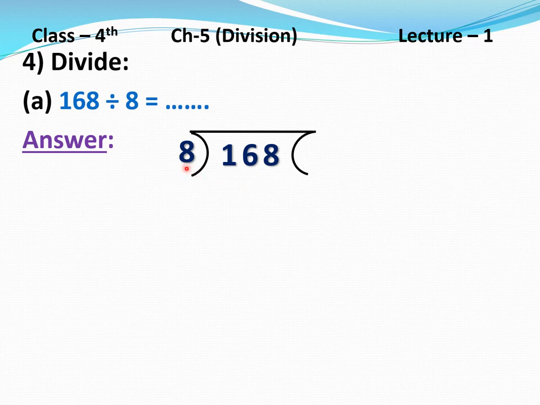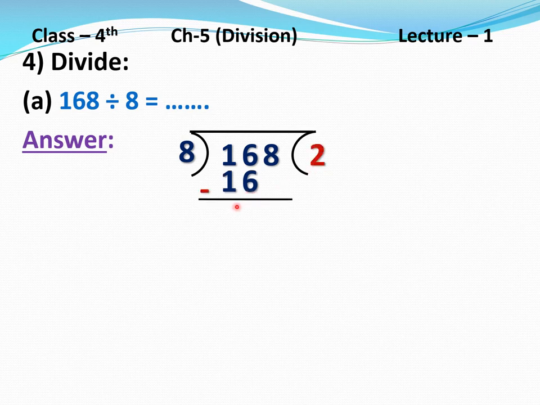So see, 8 is a single digit divisor, so we will take only one number in the dividend. But 1 is less than 8, so we will take one more number. So the number will be 16. Now see, we have to multiply this 8 by a number so that you get 16 or less than 16. That should not be greater than 16. See, 8 twos are 16. So write 2 here and write 16 here.